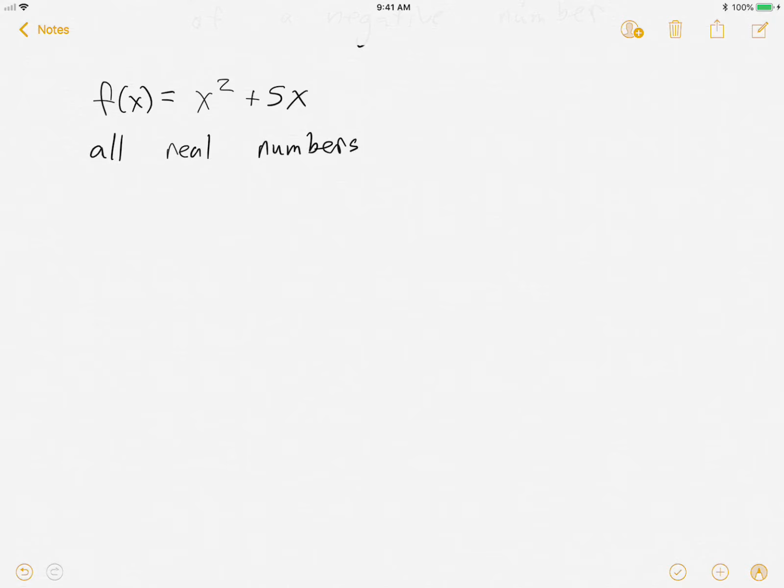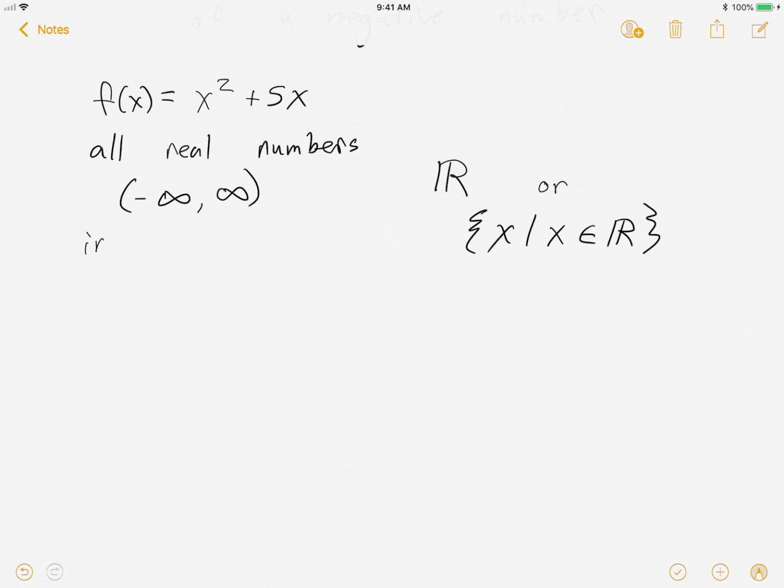That's everything I can plug in there, which in interval notation is from negative infinity to infinity. Set notation is that symbol which represents all real numbers, or you can say x such that x is an element of the real numbers. Okay, this is interval notation. And this is set notation. So if there's no limits, then it's just going to be all real numbers.